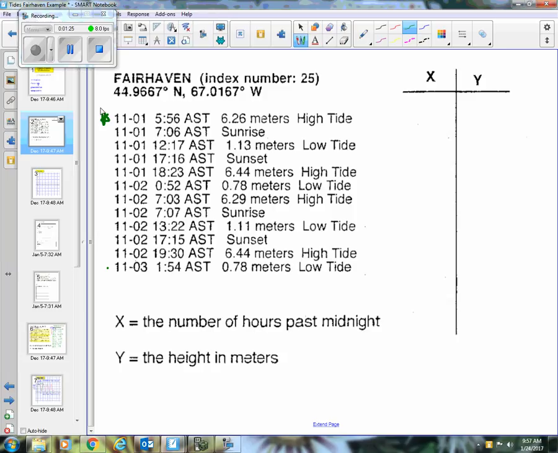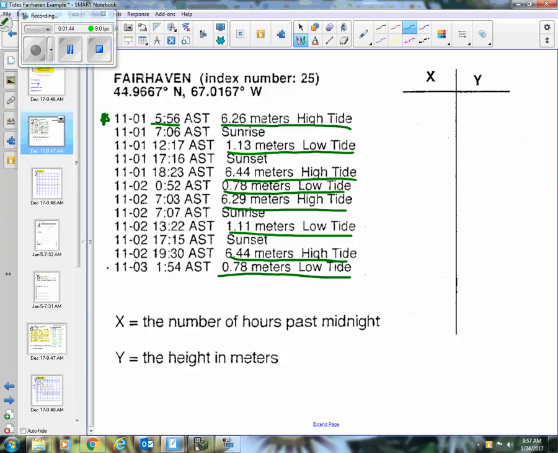If you just look at the raw data, they give you a time that it happened, and then they're talking about what's happening at that location. So the only ones I'm really concerned about for writing the equation are the high and low tides, because those are going to give me the max and min values on my graph. So I'm going to highlight or underline the ones I'm going to be dealing with. The sunrise and sunset times are cool too, and you can actually do predictions in sine and cosine for that as well. But we're going to look at high and low tide and see what happens for that.